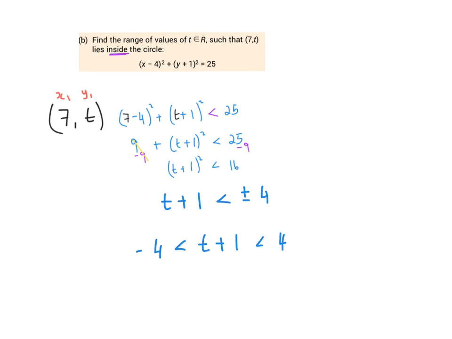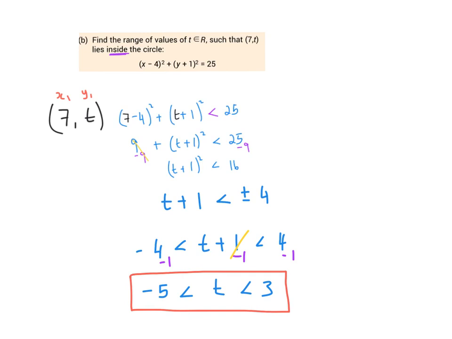And so I'm going to minus 1 here and minus 1 here to get rid of the plus 1. I could, of course, split that into two different inequalities, but just to speed things up here. So we have minus 5 is less than t is less than 3. And so that's my range of values for t, for the points that are going to lie inside this circle here. Okay, so make sure we also get these down into our copy, and let's go on to Schoology then to check our questions.